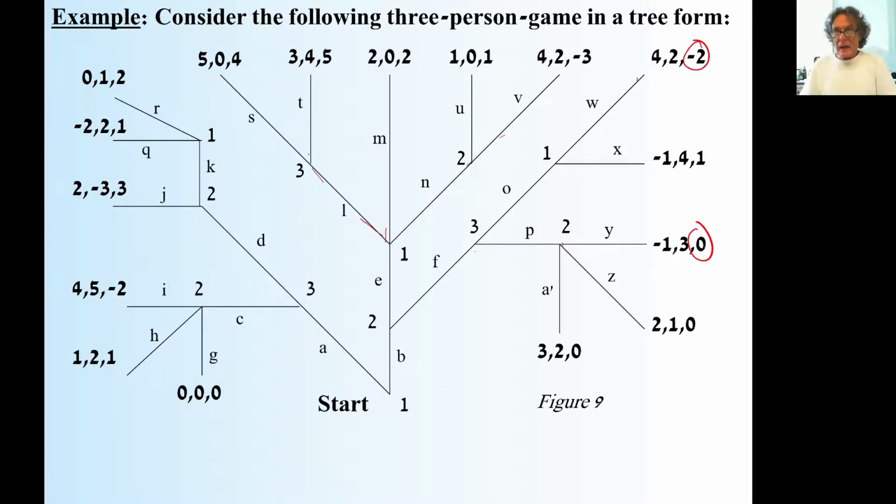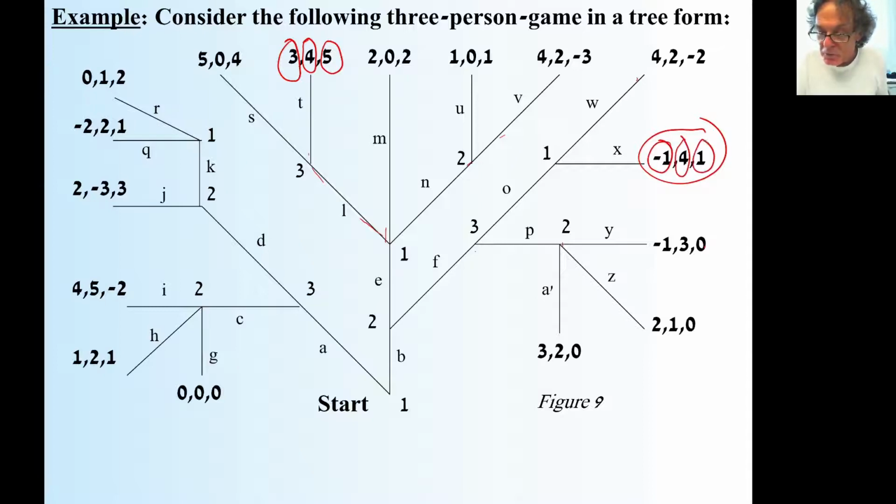Next, look at the following example, and let's find out what is the backward induction equilibrium, or perfect equilibrium, of this game. It looks very complicated, but let me tell you, it is very easy to figure out. So let's start. By the way, we have here 3 players. The payoff of player 1 is 3. Here, the payoff of player 2 is 4. The payoff of player 3 is 5. Okay, let's look here, for instance. The payoff of player 1 is negative 4, of 2 is 4, of 3 is 1.